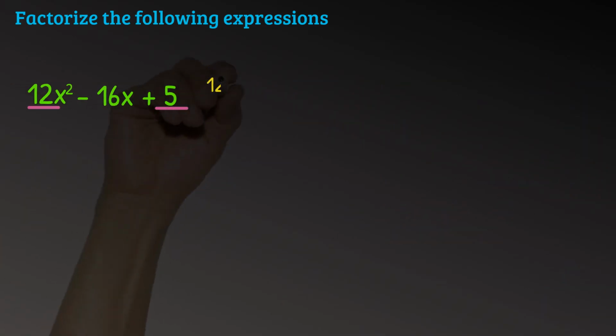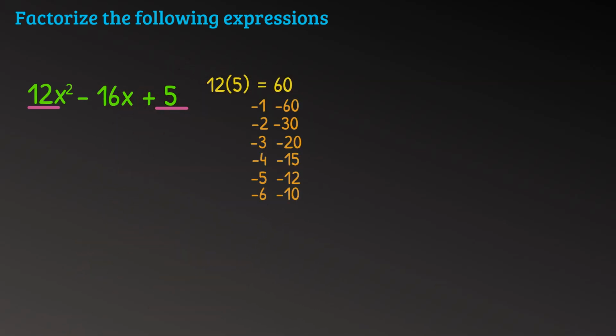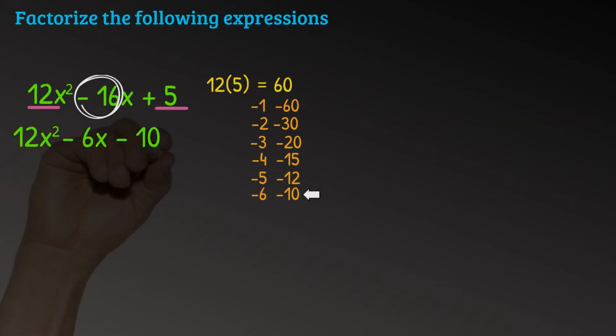Multiplying 12 and 5 together gives us 60, but as you can see, minus 6 and minus 10 also add together to give us minus 16. So we can rewrite the equation replacing minus 16x with minus 6x minus 10x.